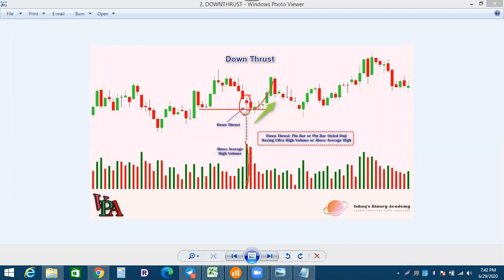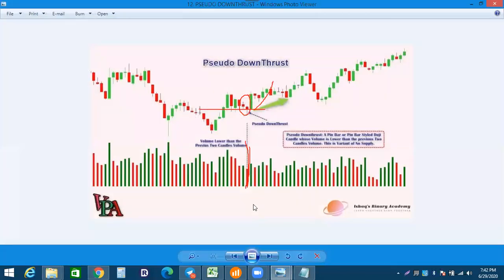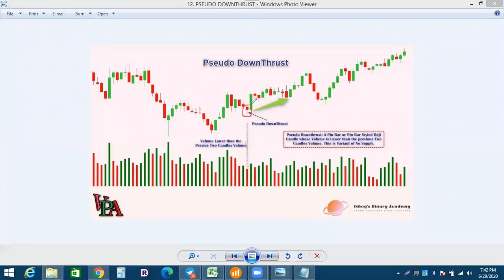That is a signal. And then that is down thrust. And that is pseudo down thrust. This type of candle you will find, the same type of candle, but the volume is below the previous 2 candles. So that is a signal that the market will continue.